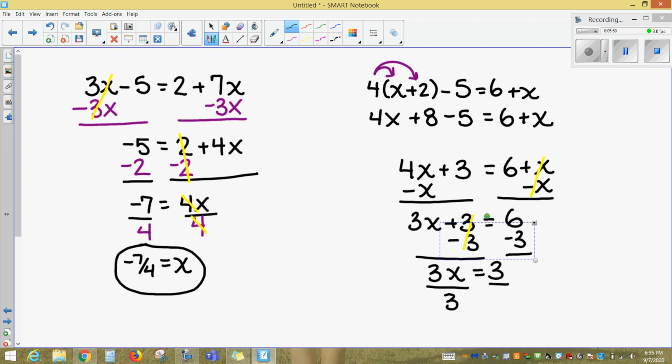Next, we'll divide both sides by 3 and reduce to lowest terms. 3 divided by 3 is equal to 1. So we say our one solution to that equation is that x equals 1.